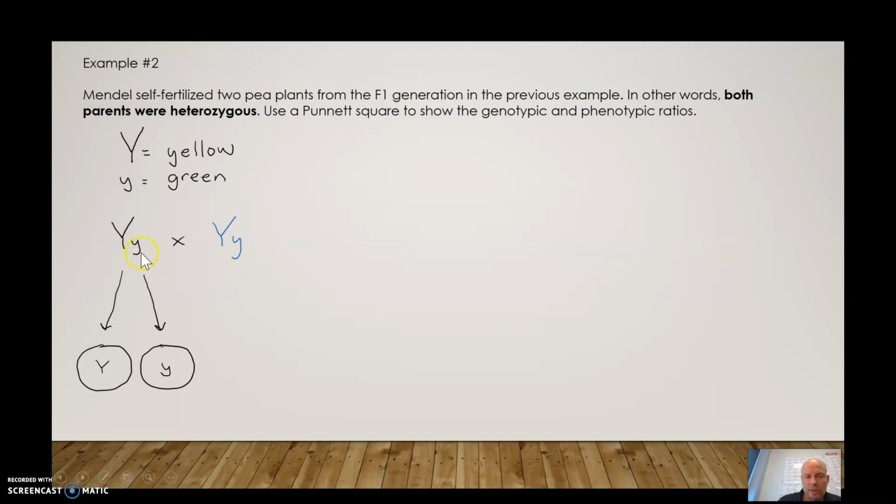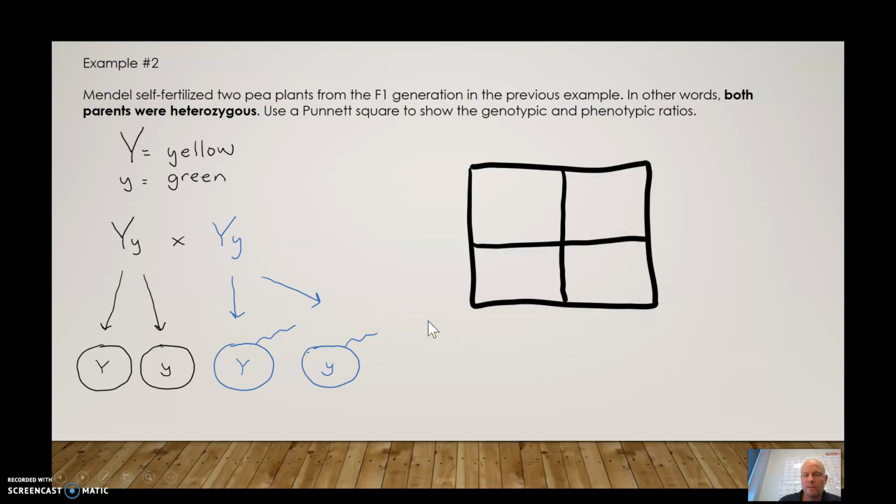These genotypes can then make sex cells. The alleles are going to segregate during meiosis, and one sex cell will have the dominant gene, and the other sex cell will have the recessive gene. And the same happens for this parent. And here you can see I put the little tail on to indicate that they're sperm.